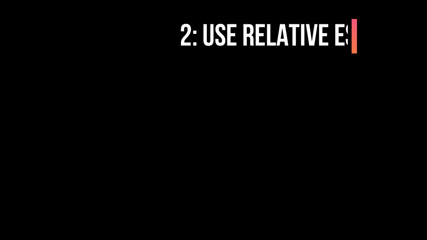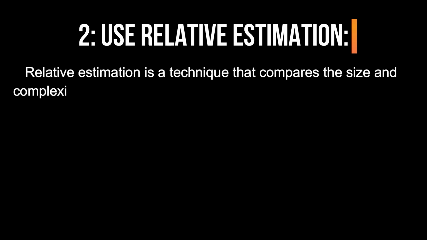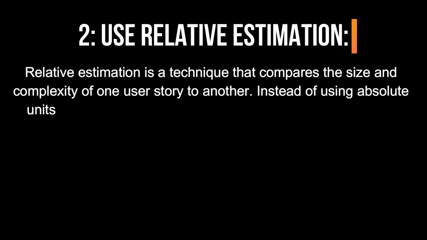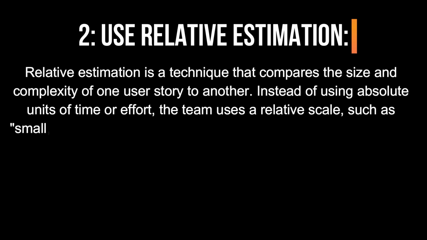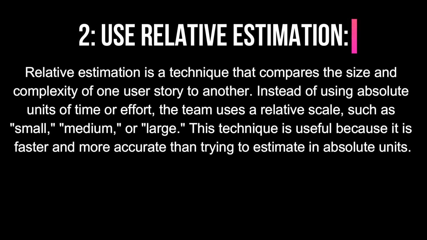2. Use relative estimation. Relative estimation is a technique that compares the size and complexity of one user story to another. Instead of using absolute units of time or effort, the team uses a relative scale, such as small, medium, or large. This technique is useful because it is faster and more accurate than trying to estimate in absolute units.